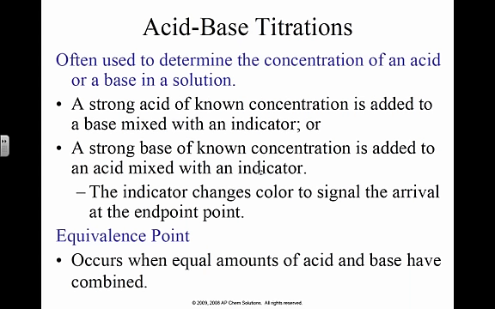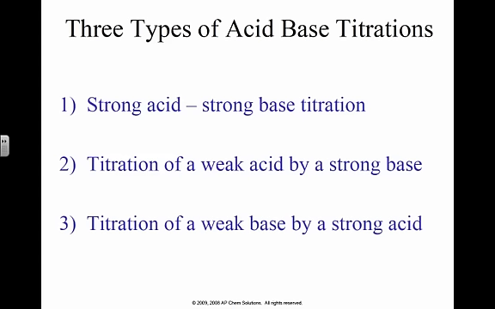We're not going to be using indicators so much. We're going to be using pH probes. The indicator changes color to signal the arrival of the endpoint. The equivalence point is when you have equal amounts of acid and base. So you have the same number of moles of acid and moles of base.